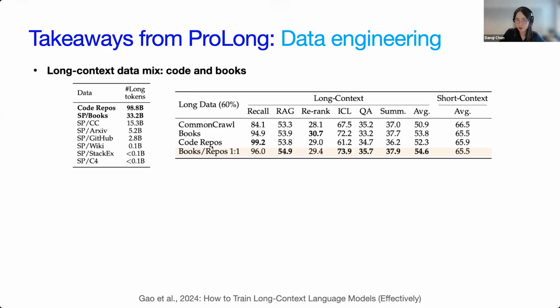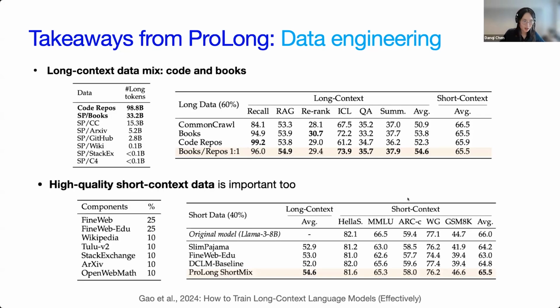And then we finally found that books and code are probably the most important sources to train the long context models. We did a basic 1-to-1 ratio by combining the books and code data. Another probably counterintuitive thing we found is that the high quality of the short context data is also very important for the long context task performance.